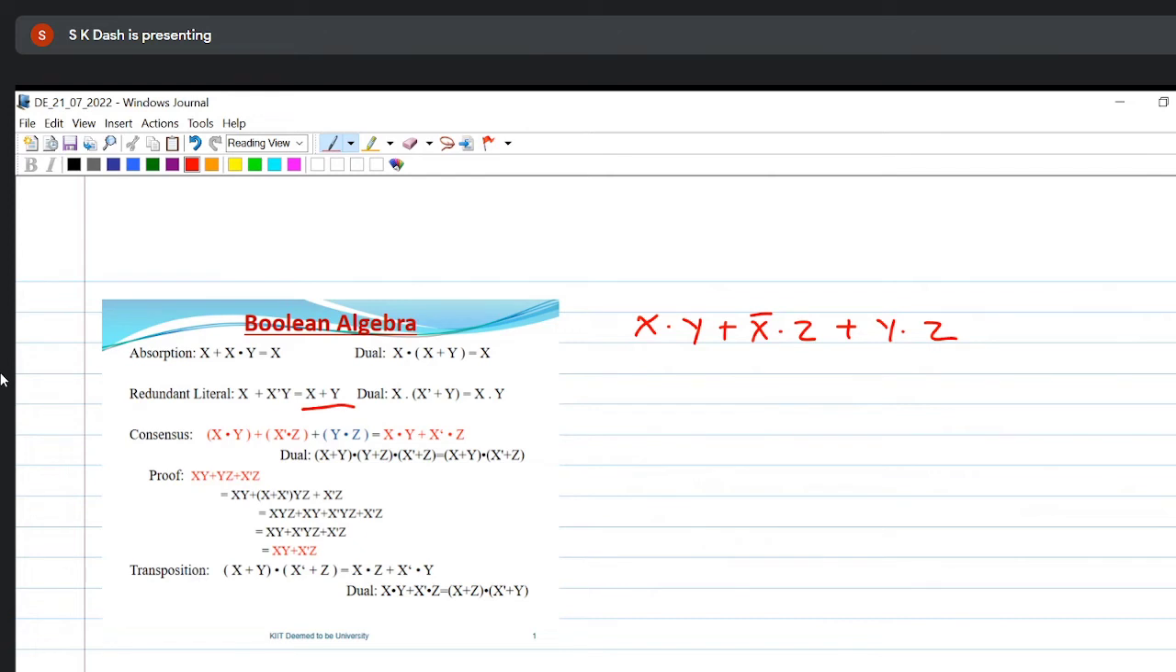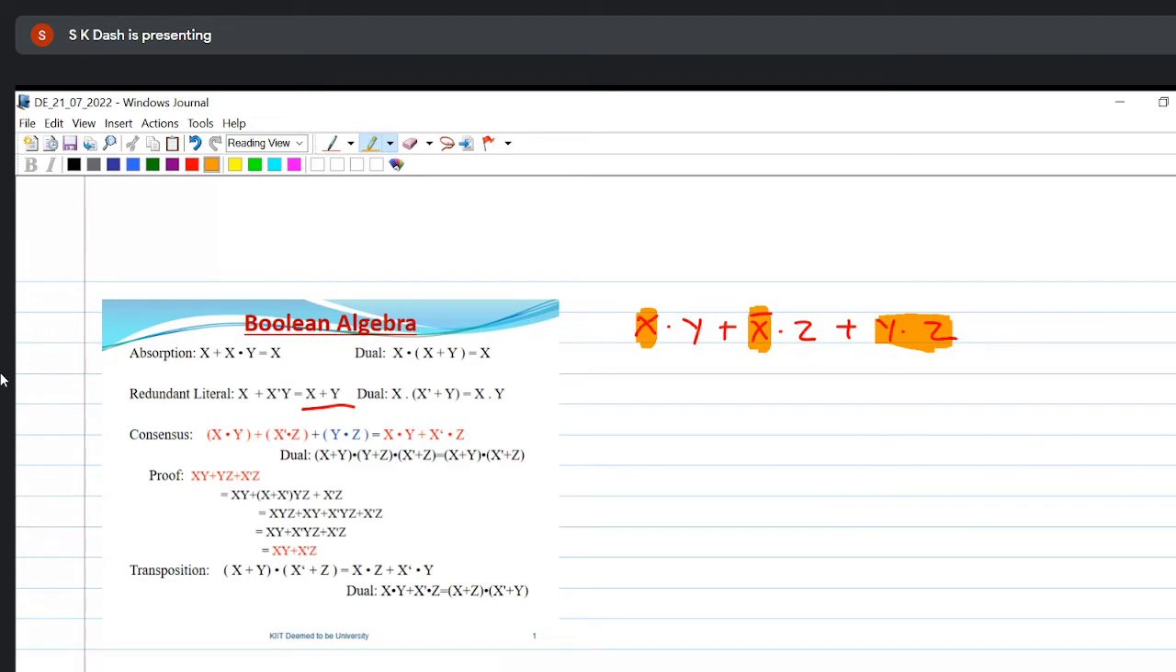Now observe the first term, second term, and third term. In the first term, which variables are there? X is there, y is there. In the second term, x bar is there, z is there. That means in the first term x is present, and in the second term x bar is present. Apart from this, y and z are present in those two terms. In the third term, those were multiplied: y and z.